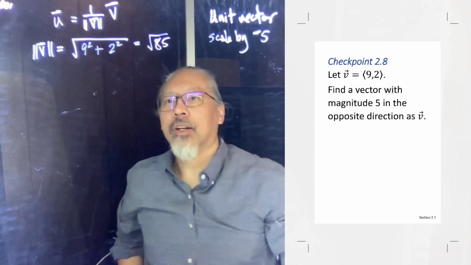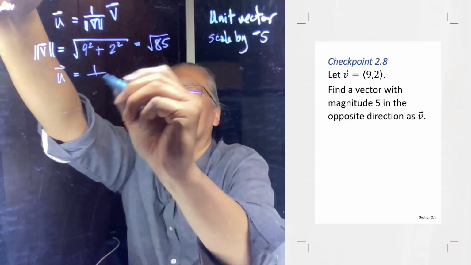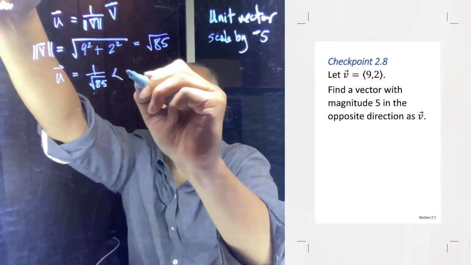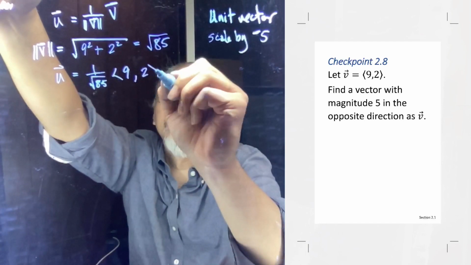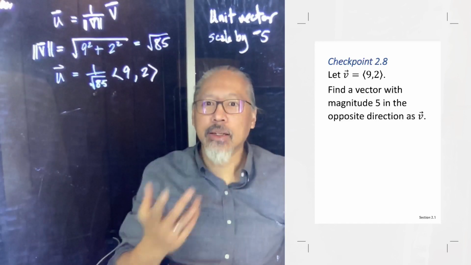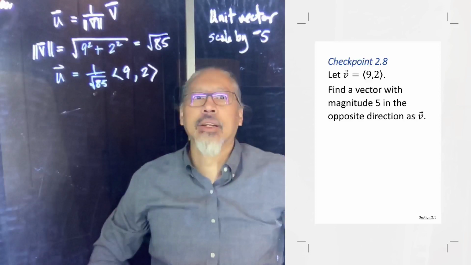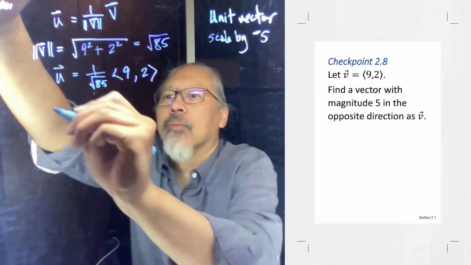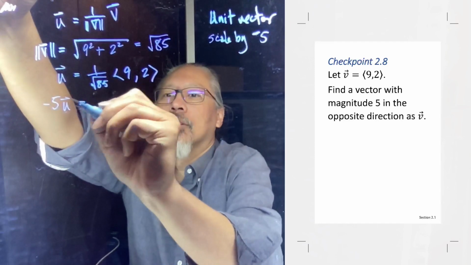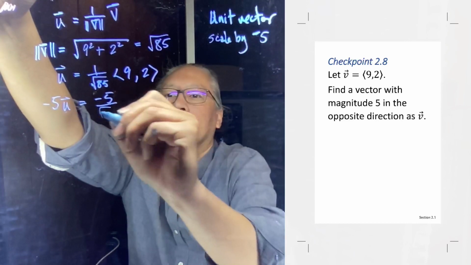Now that we have a unit vector, or we don't have a unit vector yet, but we will in our next step, we have 1 over the square root of 85 times the vector 9, 2. I can distribute that now, but I'm going to scale it by a -5, so I'll wait till I multiply by -5 and then we'll distribute. Our next step will take us to -5u, which is the answer that we want, which is multiplying this thing by a -5.